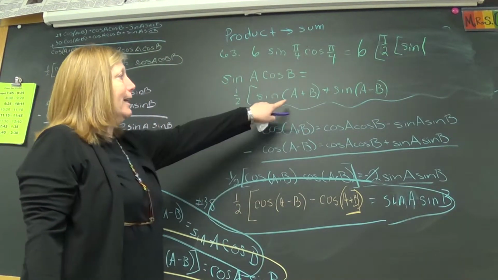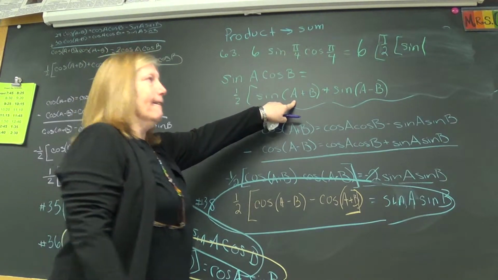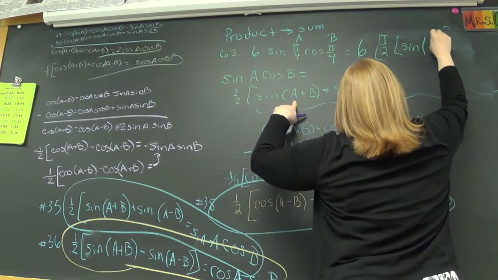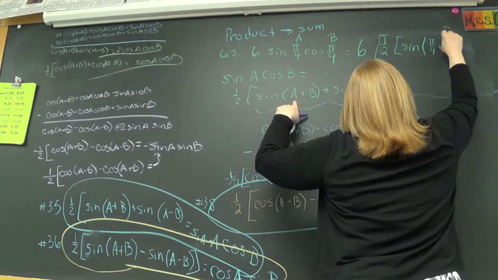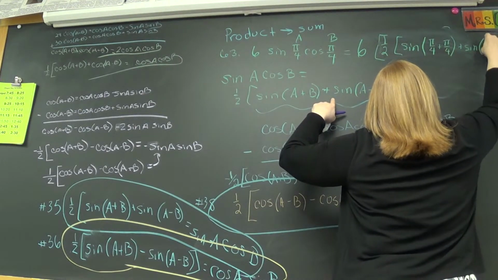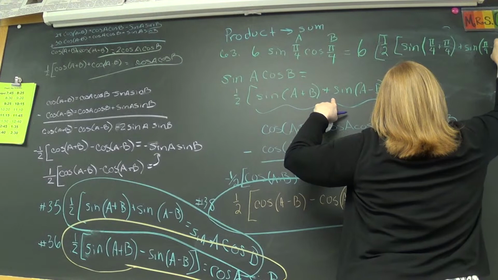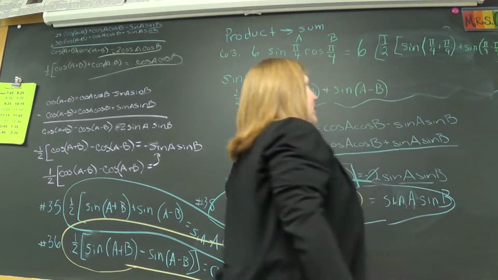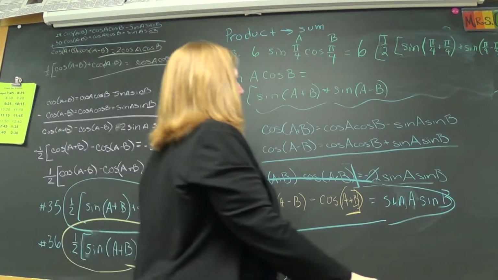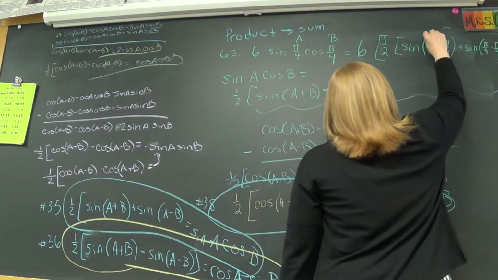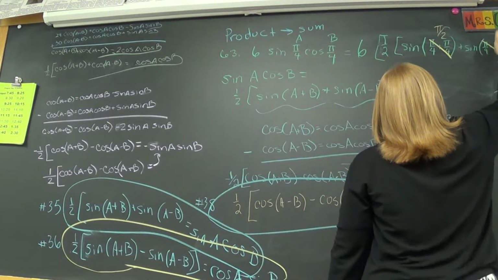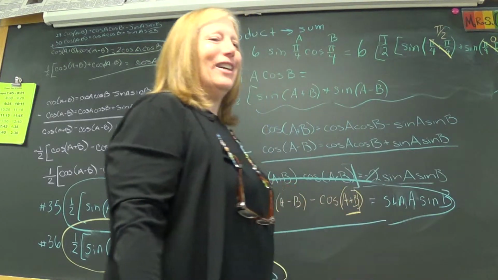Bailey, can you identify what I'm going to put in here? Pi over 4. Pi over 4 is A, and what's B? Pi over 4. Okay, so we're adding the two, plus sine pi over 4 minus pi over 4. So we're following just the pattern. So start simplifying. What's pi over 4 and pi over 4? 2 pi over 4, which is pi over 2. And what's pi over 4 minus pi over 4? I got that one. 0.